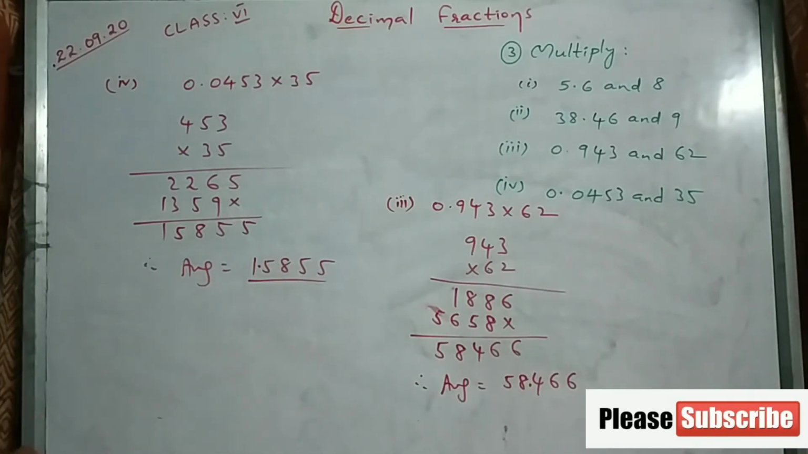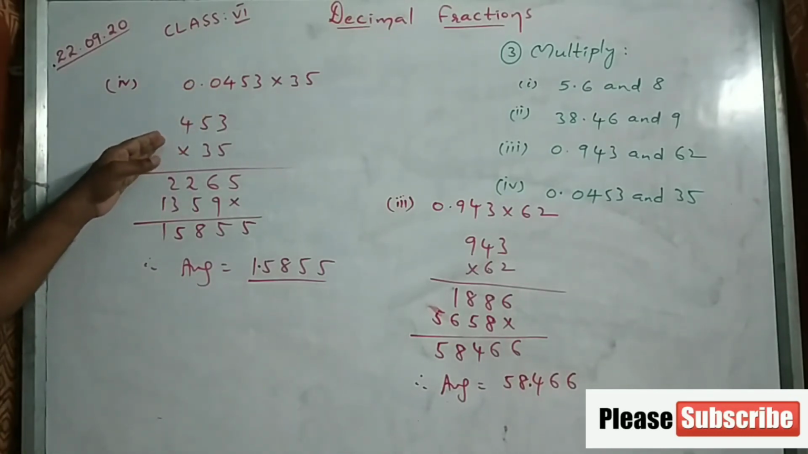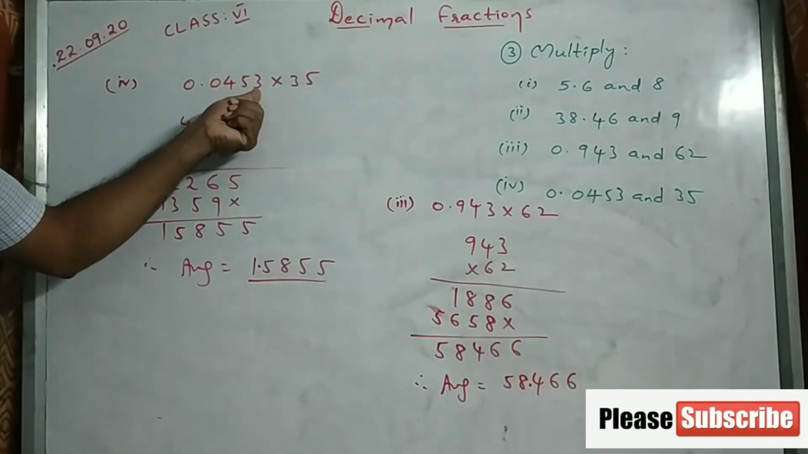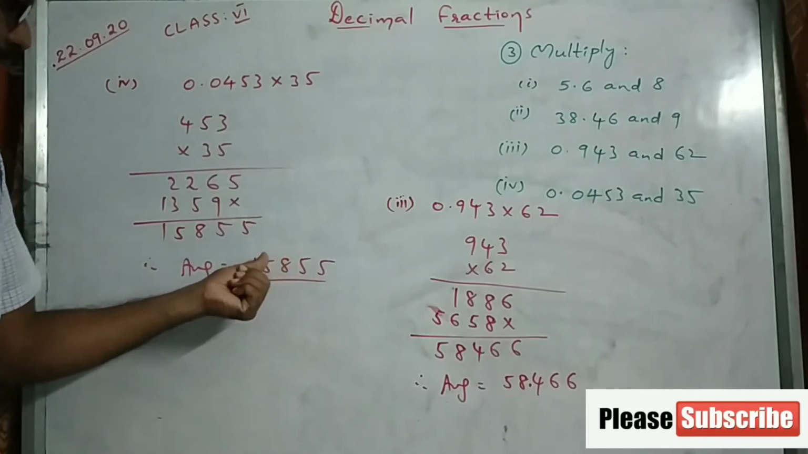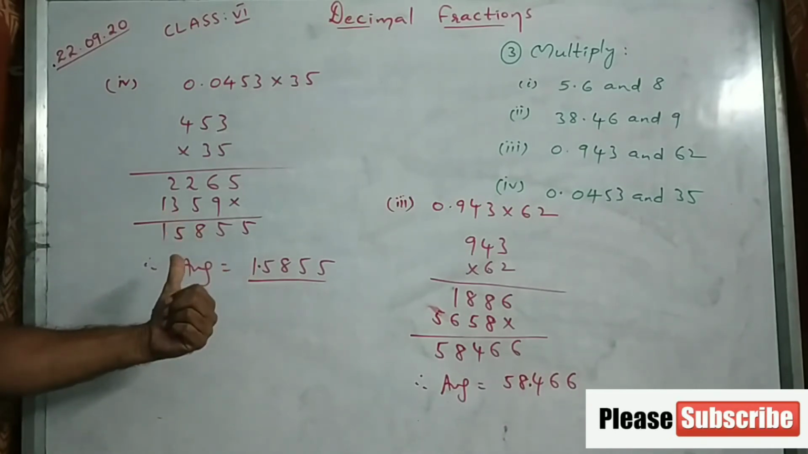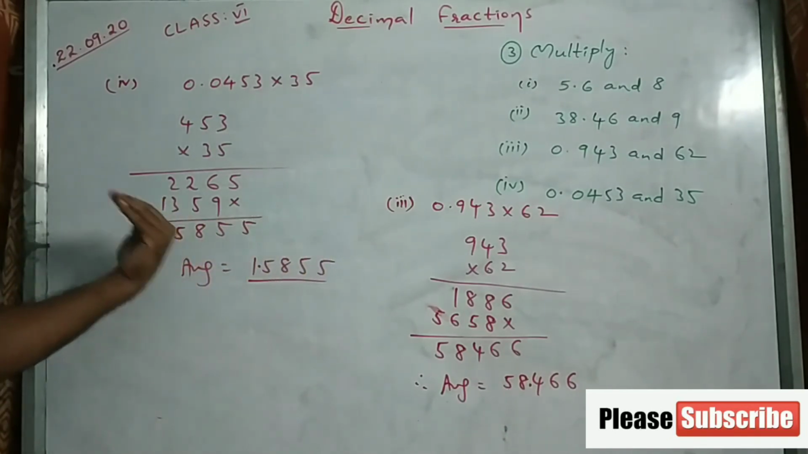Okay? First remove the decimal and do the normal multiplication. Count the number of digits here. 1, 2, 3, 4. 4 digits after you should keep decimal from right side. Always remember from right side. Okay? Hope it is clear.